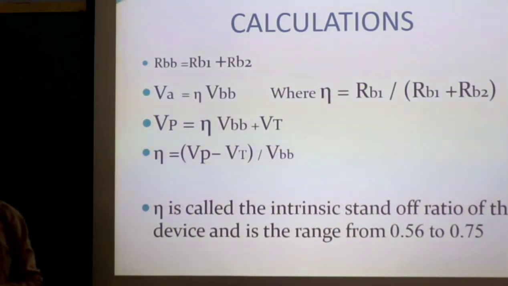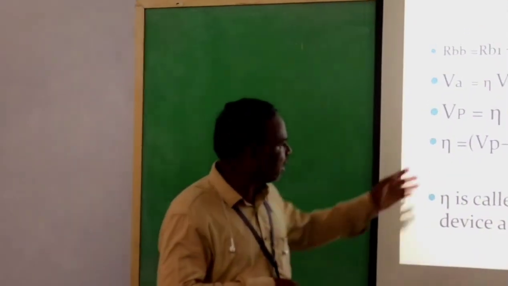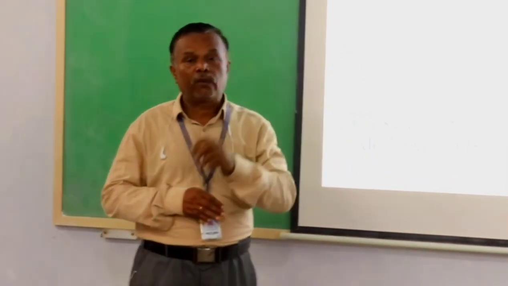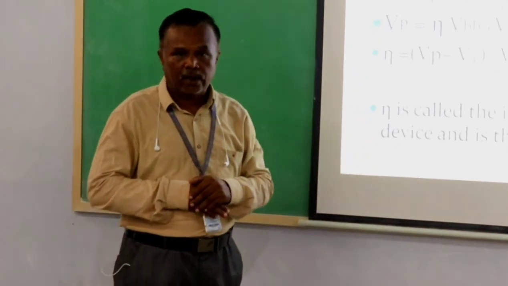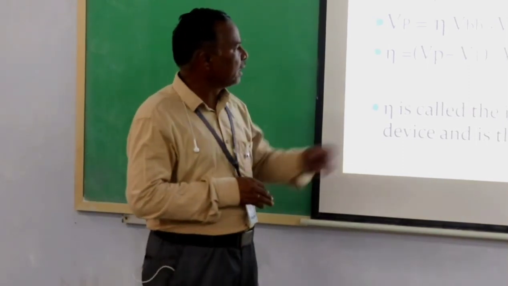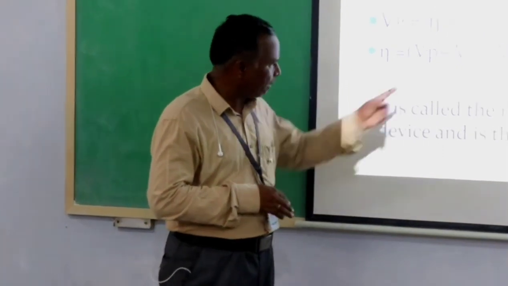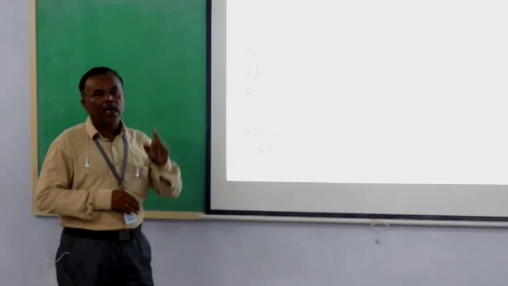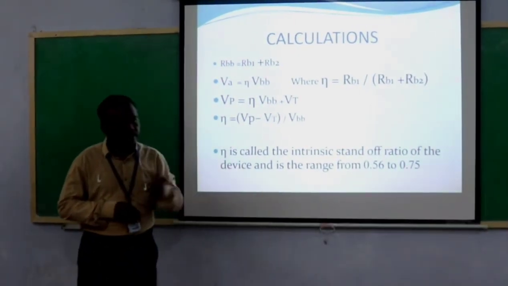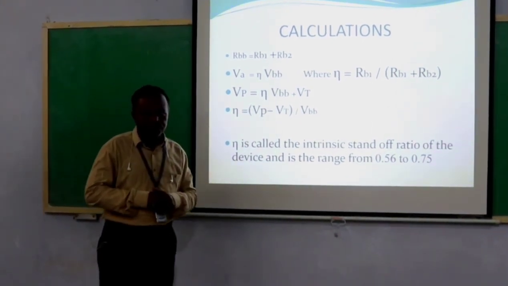To find the intrinsic stand-off ratio for any device, we can calculate it from the equation using Vp, the peak voltage, minus the threshold voltage, that is 0.7 for a silicon diode and 0.3 for a germanium diode. According to our application, Vt is 0.7 or 0.3. Therefore, Vp minus Vt divided by VBB is the intrinsic stand-off ratio. We can find the parameters and characteristics of the UJT by using this intrinsic stand-off ratio.